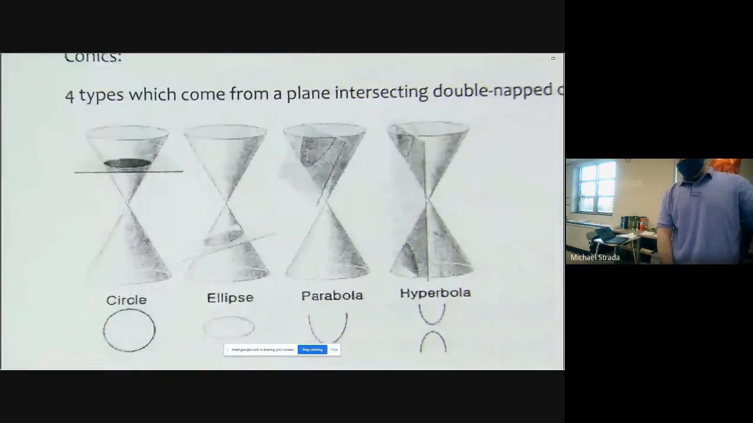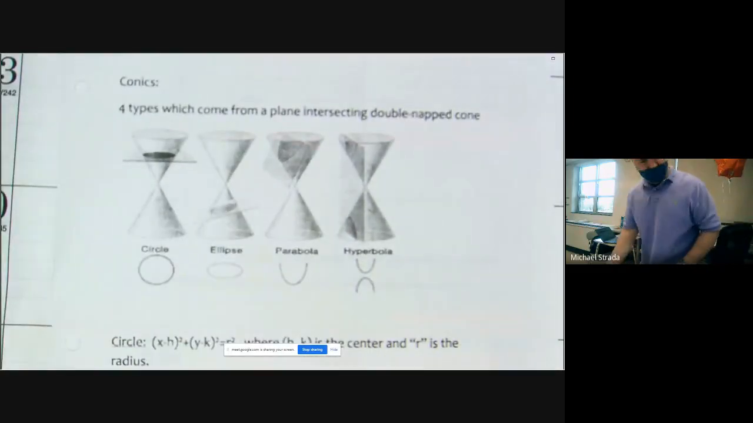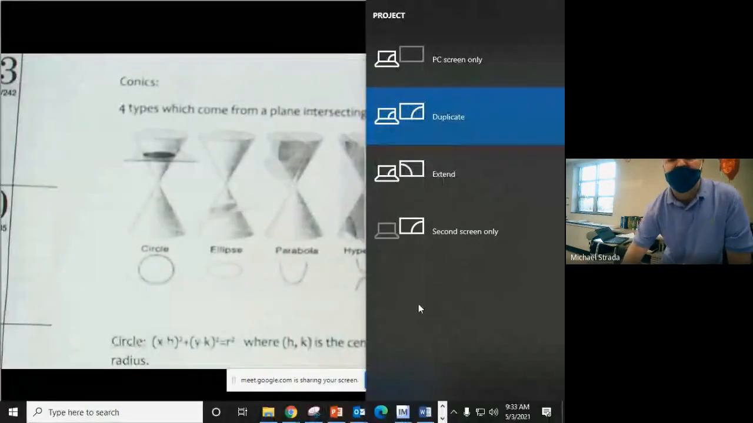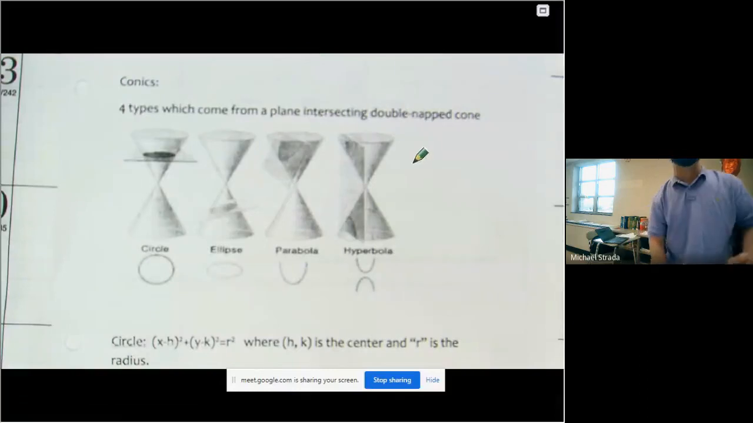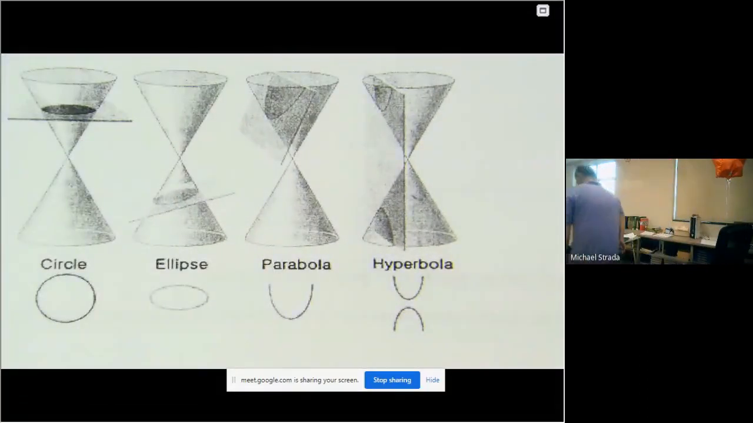All right, so this is what we're going to be doing over the next couple of weeks. It's called conics. Conics are four shapes which come from a plane intersecting a double-napped cone. And basically, it can intersect it in a multiple number of ways. Number one, it can intersect it parallel, giving it the circle.